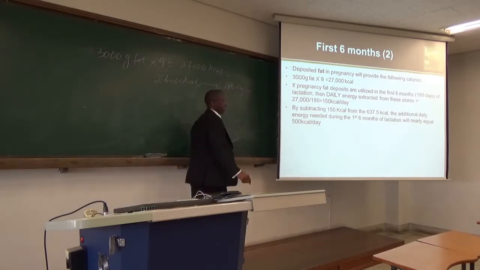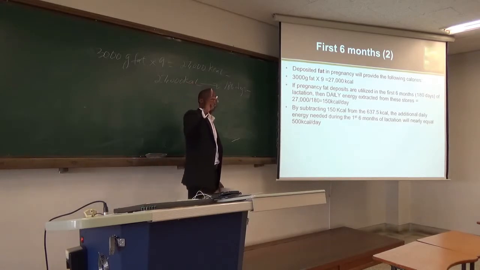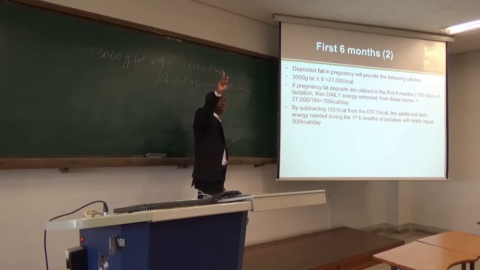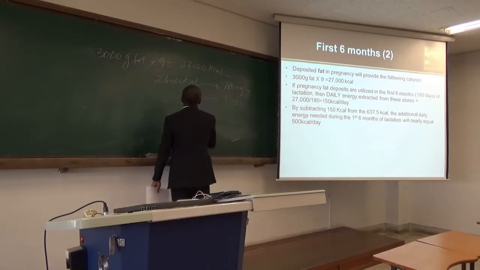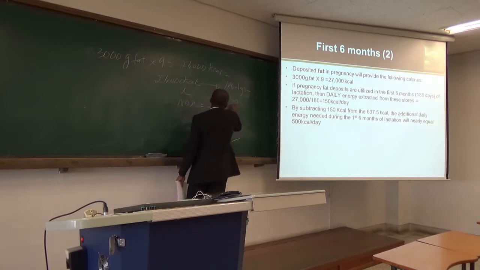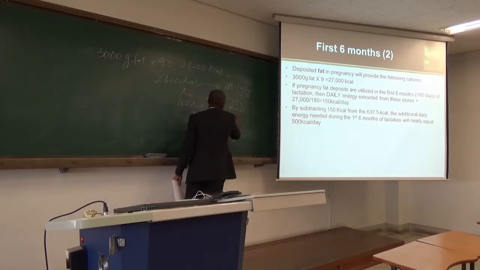180 days. Okay? But I want to know for what? For 1 day. So for 1 day, we still have the same equation, x. Okay? So we have 180x give me 27,000 kilocalorie by 1 day. So X, 27 divided by 180, how much did I get there? 150 what? Kilocalorie per day.